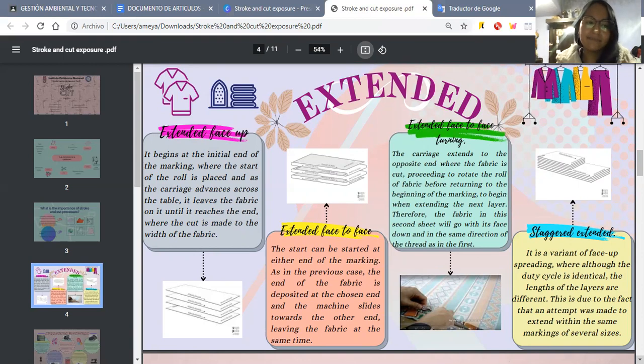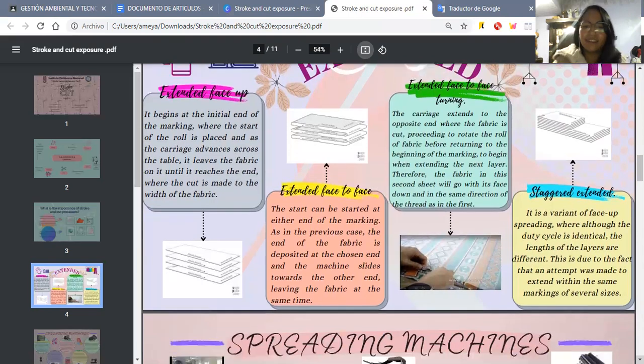And lastly, is the stepped spread. In this case, it's a variant of face to face, but in stepped spreading, although the duty cycle is identical, the lengths of the layers are different. And this is due to the fact that an attempt was made to spread within the same marking several sizes.